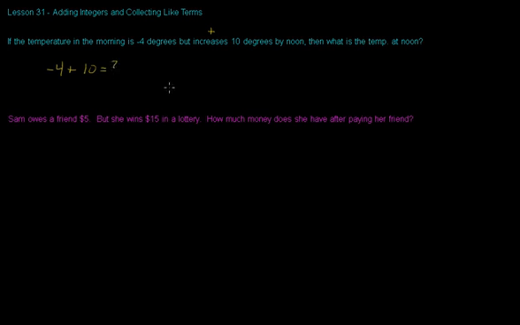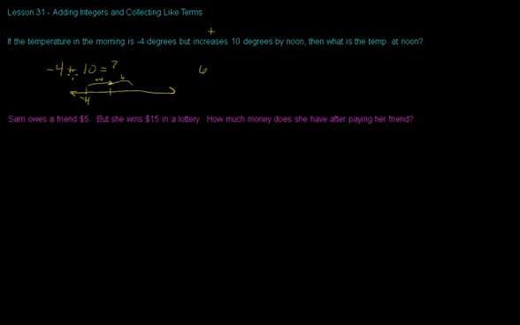All right, so think about it on a number line. You're at -4. Well, to get to 0, you have to add how many? 4. So we go 4 moves. Now we have to go 6 more to be 10. So our answer is going to be 6 degrees.